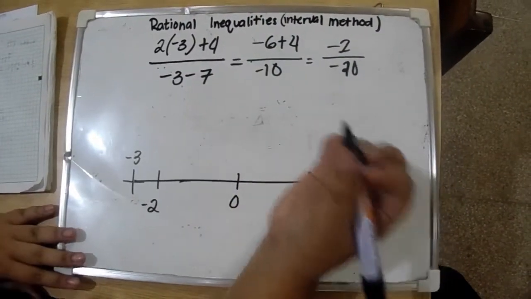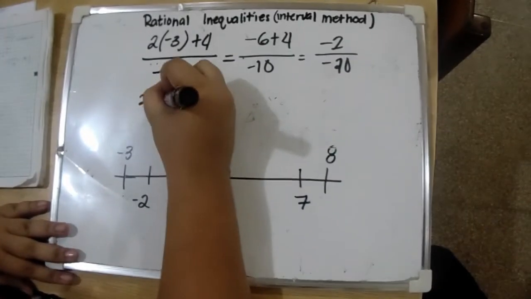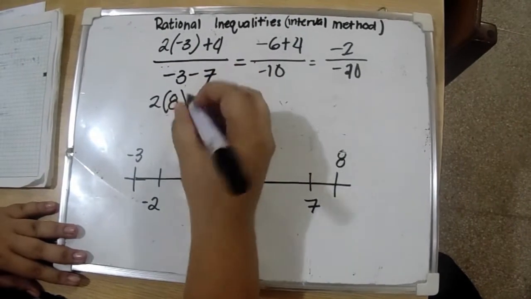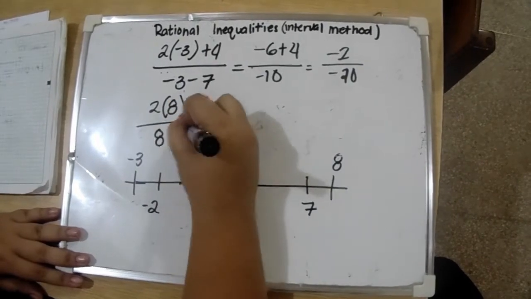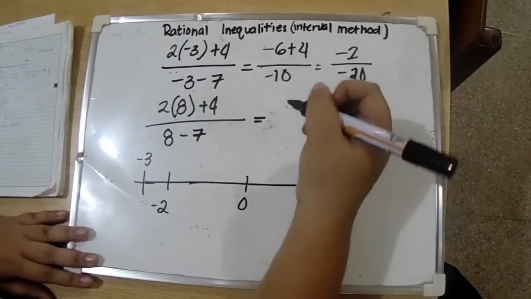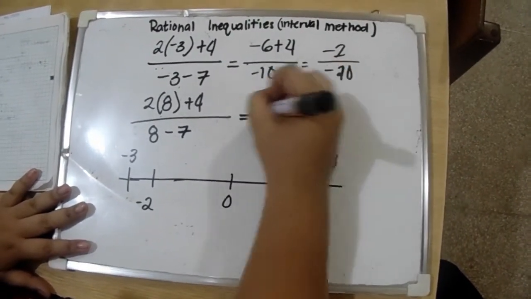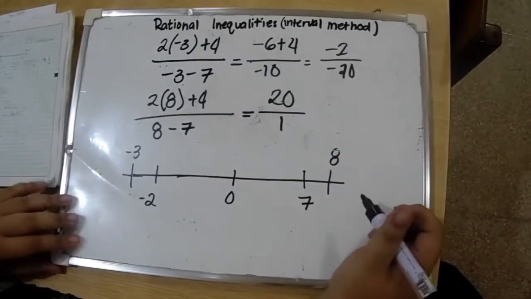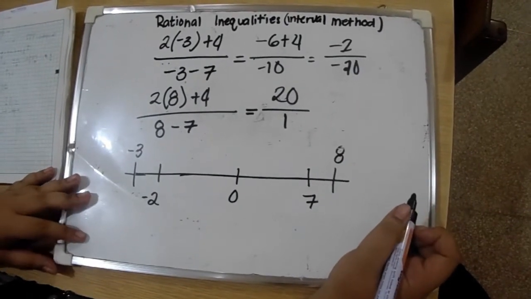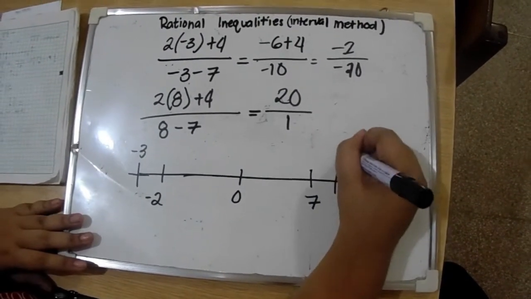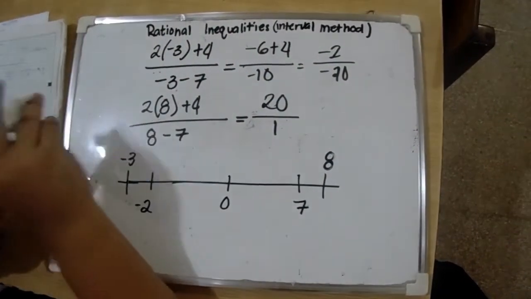Same goes for 8. So 2 times 8 plus 4 over 8 minus 7. So it means that the number that we chose is greater than 0. So what if we use the value of 0?